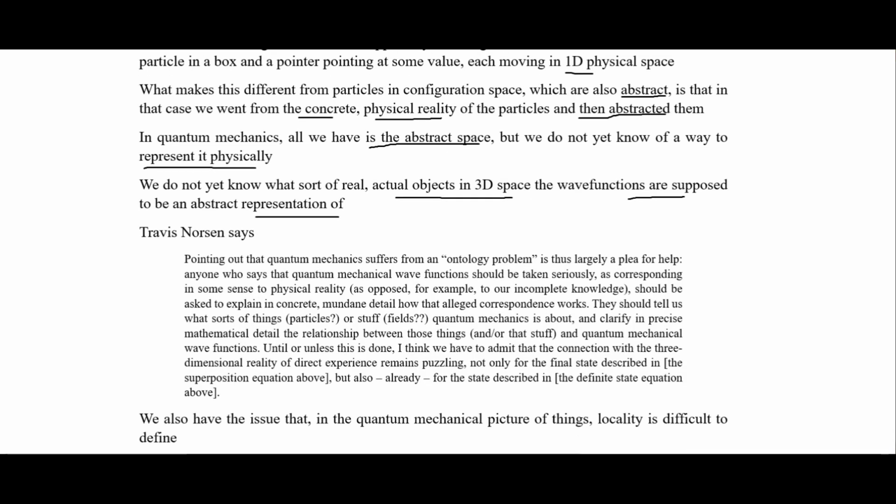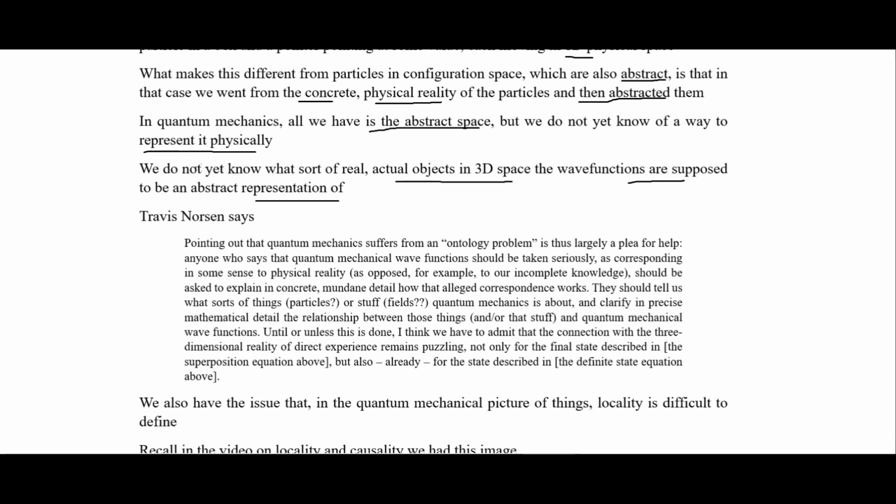So Norsen, whose book I'm following for this series, says, "Pointing out that quantum mechanics suffers from an ontology problem is thus largely a plea for help. Anyone who says that quantum mechanical wave functions should be taken seriously as corresponding in some sense to physical reality, as opposed, for example, to our incomplete knowledge..." So essentially, if anybody says that there is some ontological reality to what the wave function refers to or describes, instead of just saying that the wave function is just talking about our incomplete knowledge of the system.